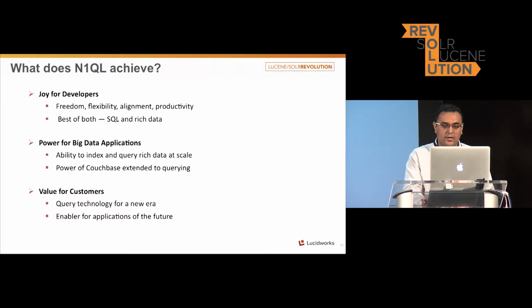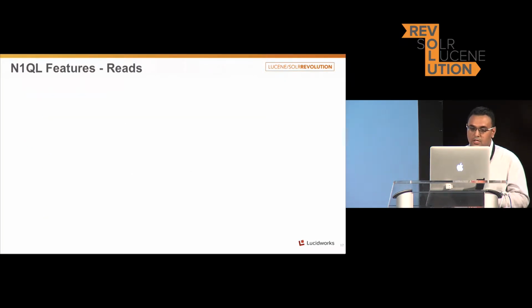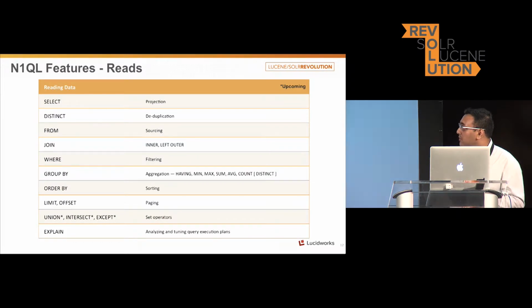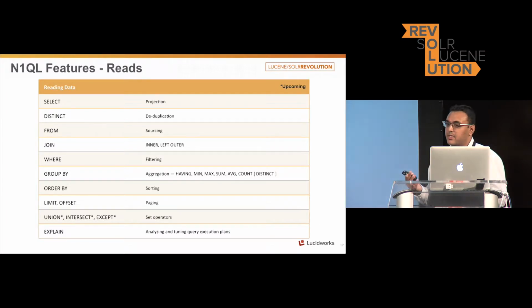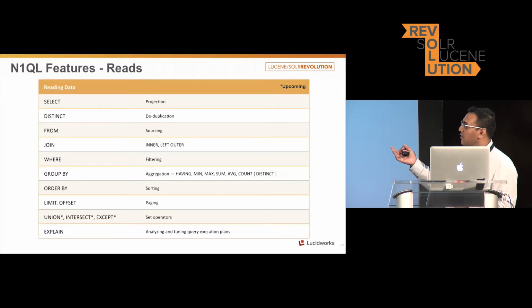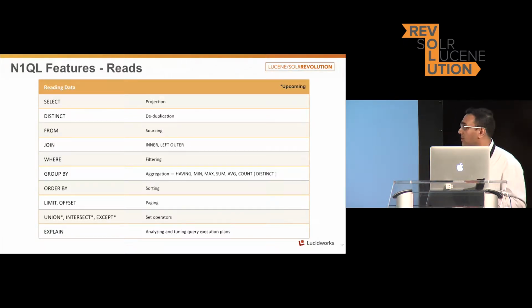So let me walk you briefly through some of the features that nickel provides, from a read perspective, from a write perspective, and so forth. So let's start with the read perspective. What you see on the slide is a bunch of clauses that nickel supports. And what you would notice is, hey, this looks exactly like SQL. And yes, it is. As I said, nickel is basically SQL and more. This is a simple example where you would have a simple select statement, where you would do a distinct, from, a join, also group by, limit, offset, union, as well as explain if you want to explain your query plan, a nickel query plan.